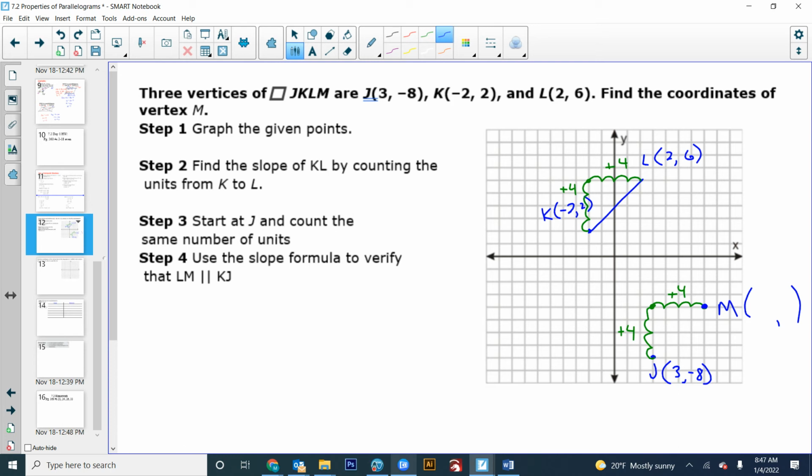Well, the x comes first. What happens if I run 4 from an x value of 3? Now I'm at an x value of 7. And if I rise 4 from a y value of -8, now I'm at a y value of -4. And we connect those, and we've just graphed parallelogram JKLM.